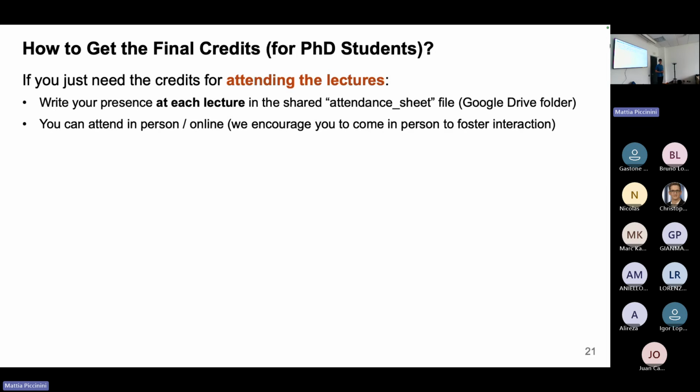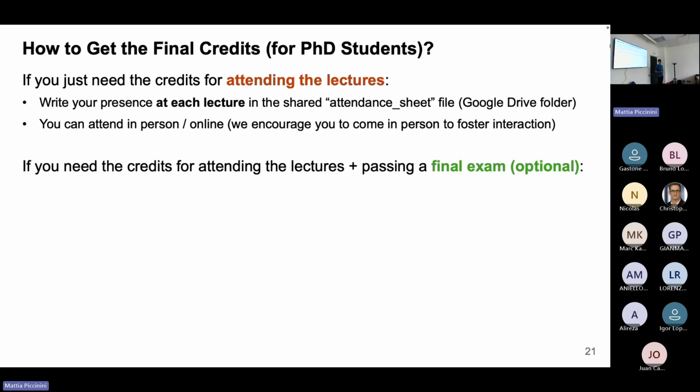Okay, and if some of you are interested, probably the people sitting here, in having the final credits recognized by their PhD program, so if you only need the credits for attending the lessons, please remember to write your name at each lecture inside the Google Drive folder. There is an Excel sheet called the attendance sheet. If you go there, you can write your name or surname. There is one tab for each day, so just remember. I will try to remember to tell you every day to write your name there. But yeah, please do that.